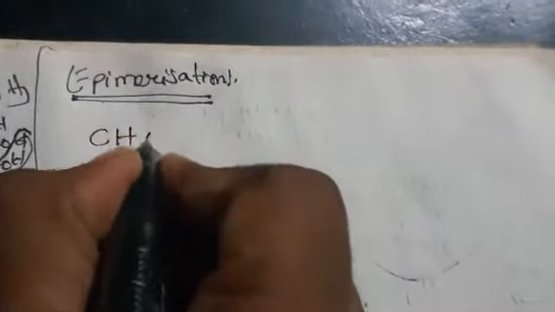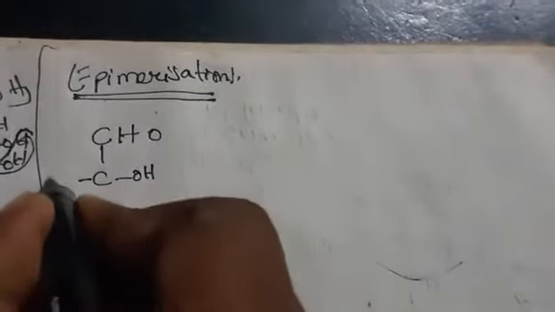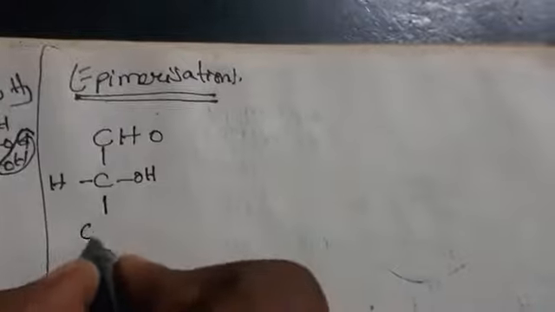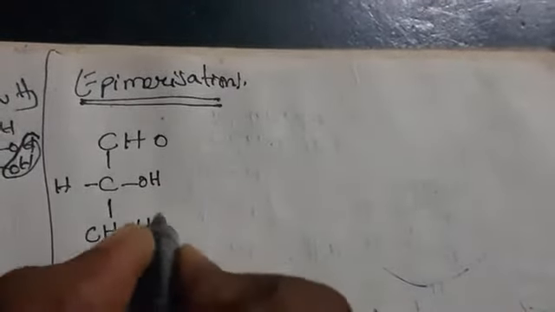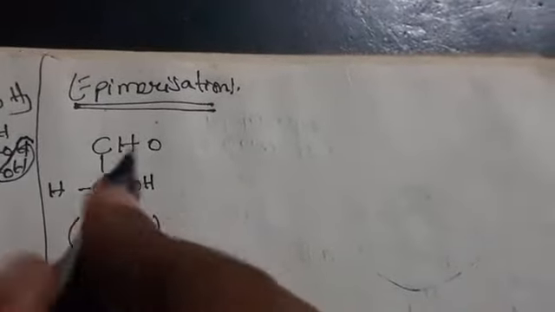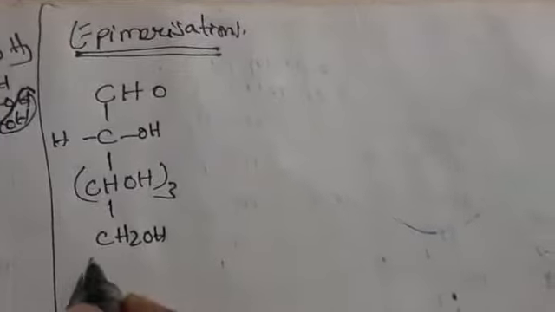Let us see. First of all, let us take the formula of glucose, that is CHO, CHOH, H. The remaining I am writing as CHOH twice, because we are seeing only at the second carbon how it is changing to mannose. Okay. Now CH2OH, this is D plus glucose.